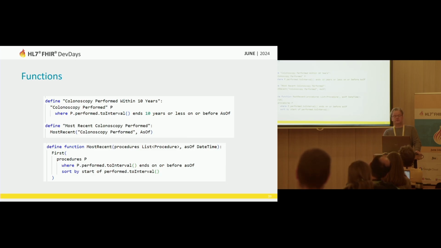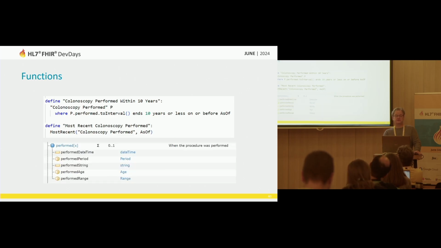That colonoscopy performed where p.perform.to interval, that .to interval is a fluent function. You see that used in FHIR a lot, but we can, in CQL, actually define fluent functions that let us extend that FHIR syntax. So I can say where the performed to interval ends 10 years or less on or before the as of. And that performed, in this case, is a timing, right? So it might be a date time, it might be a period, it might be a string, age, range.